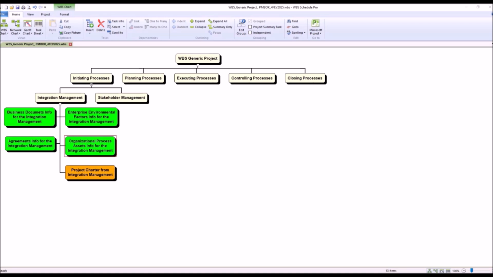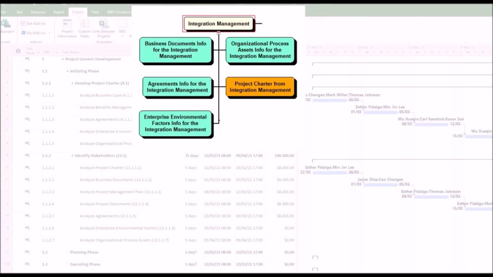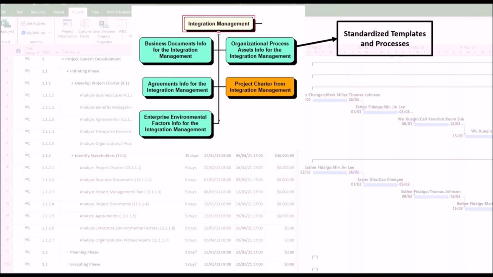The key reasons why organizational process assets are essential for developing the project charter are: 1. Standardized templates and processes. Organizational process assets often include templates for creating the project charter, ensuring consistency across projects. Standardized processes for initiating projects help streamline the development of the charter and ensure it meets organizational requirements.